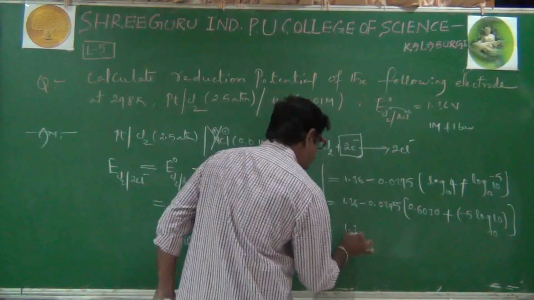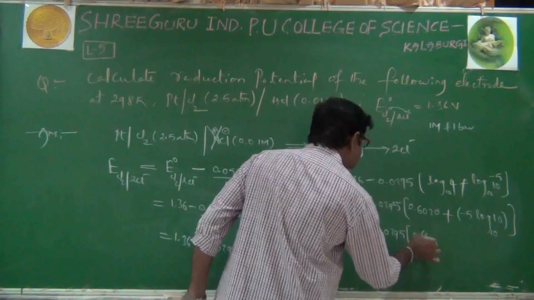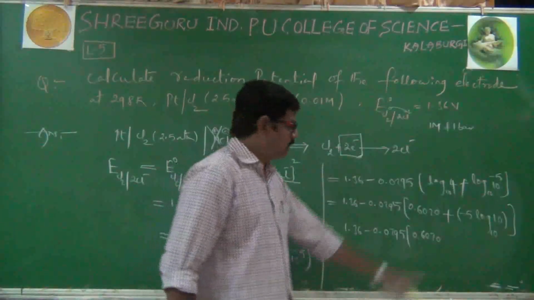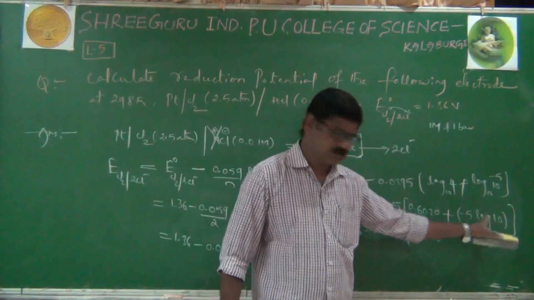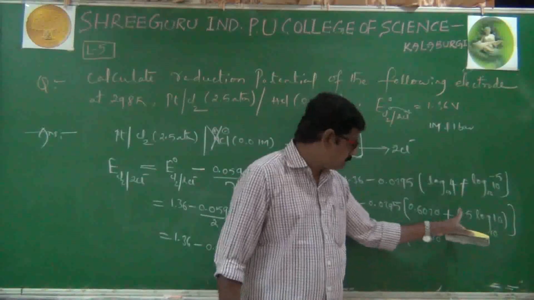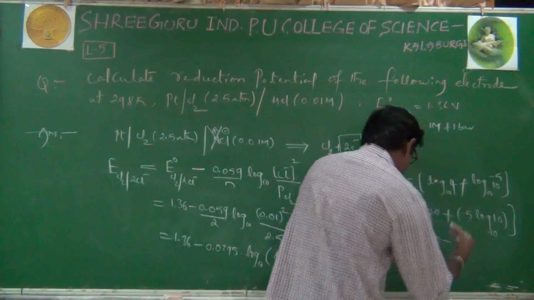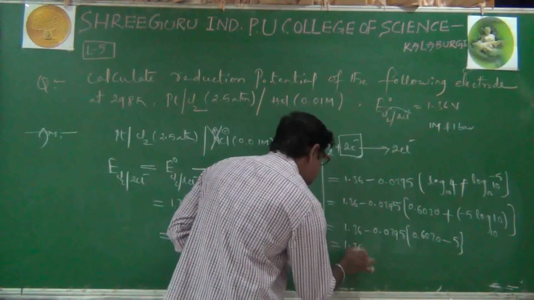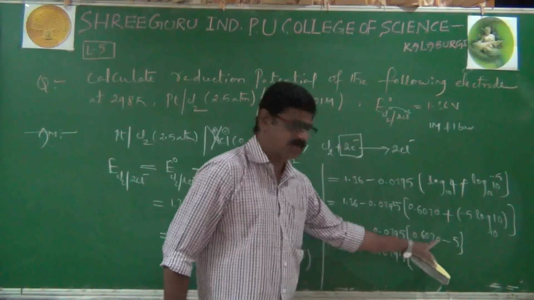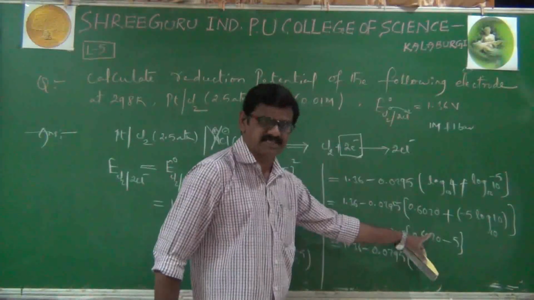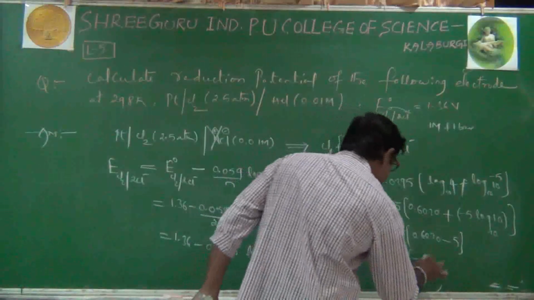Next, 1.36 minus 0.0295, 0.6020. Log 10 value, of course, 1. 5 into 1, 5. Minus 5 into 1, minus 5. And minus into plus, you will get minus, means overall we are getting minus 5. 1.36 minus 0.0295. If you subtract minus 5 plus 0.6020, we'll get minus 4.398.